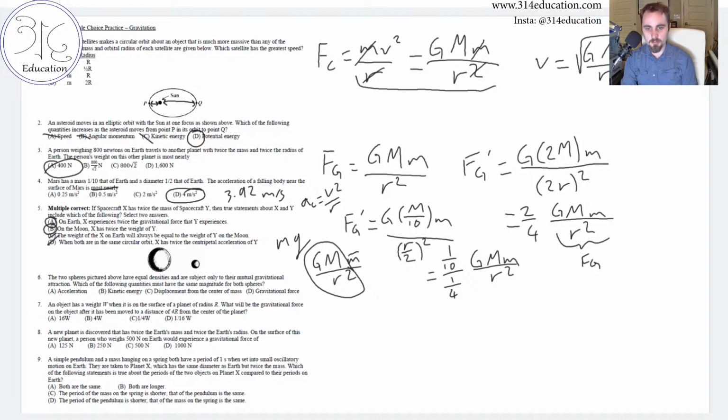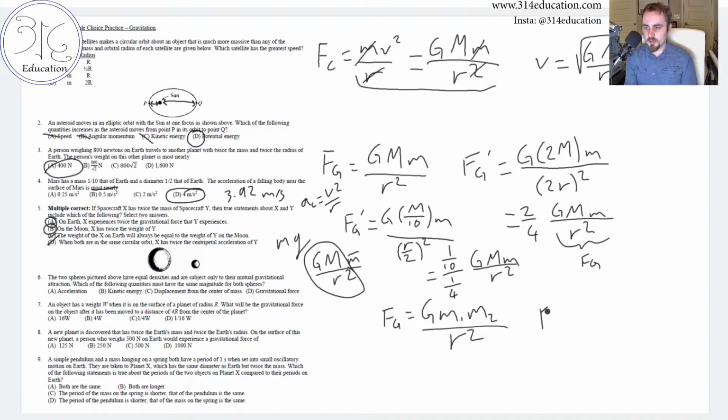That confirms our hypothesis. Next, we've got 2 spheres pictured above that have equal densities and are subject only to their mutual gravitational attraction. Which of the following quantities must have the same magnitude for both spheres? We don't expect acceleration to be the same, because both are under the influence of the same force of gravity. Both will have some G times their mass times the mass of the other one over the radius squared. We saw this before with big M and little m, but it's mass 1 and mass 2 for just 2 objects. You can think of this either way.